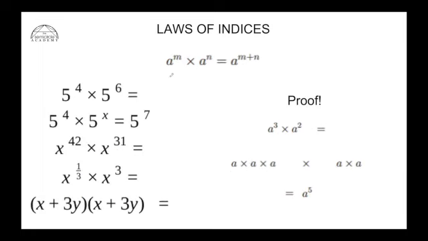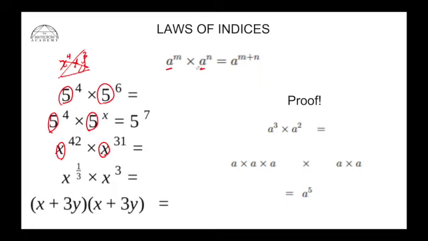Now, another thing I want you to remember, the laws of indices only work when the bases are the same. Yeah, the same bases. So if I had x to the 4 multiplied by y to the 3, there is nothing I could do with this. The bases are not the same. So your bases have to be the same.